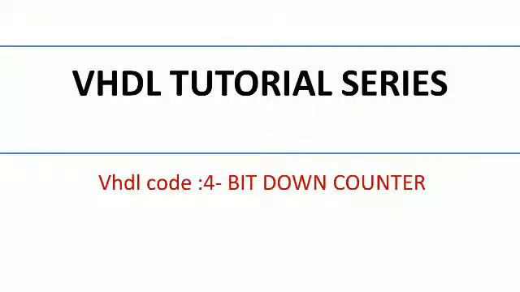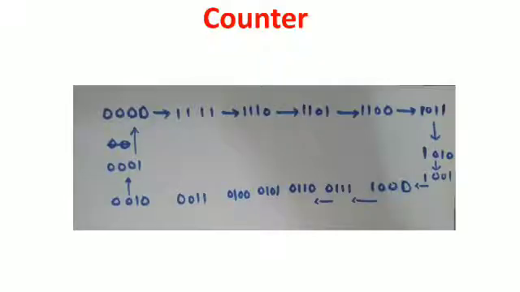In this segment, we'll discuss how to write VHDL code for down counters, basically a 4-bit down counter. Friends, in the previous segment, we discussed the 4-bit up counter. Now we'll discuss the 4-bit down counter. As far as the 4-bit is considered, we can check this state diagram where we have the initial reset condition 0000, and from that we have to go in descending order.